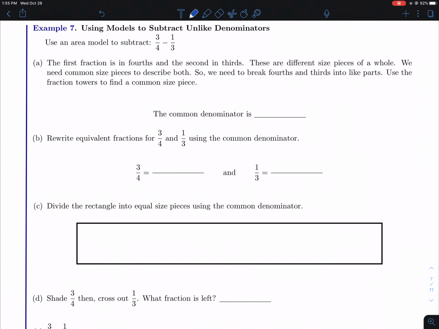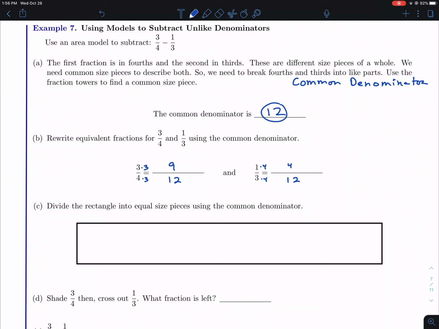So in this case, just like before, our common denominator is going to be 12. I don't know why I wrote that there. So what we want to do is rewrite these as equivalent fractions with 12s on the bottom. To go from 4 to 12, we multiply by 3, which means we need to multiply the top by 3. To go from 3 to 12, we multiply by 4, so we multiply the top by 4. So now we've got our common fractions.